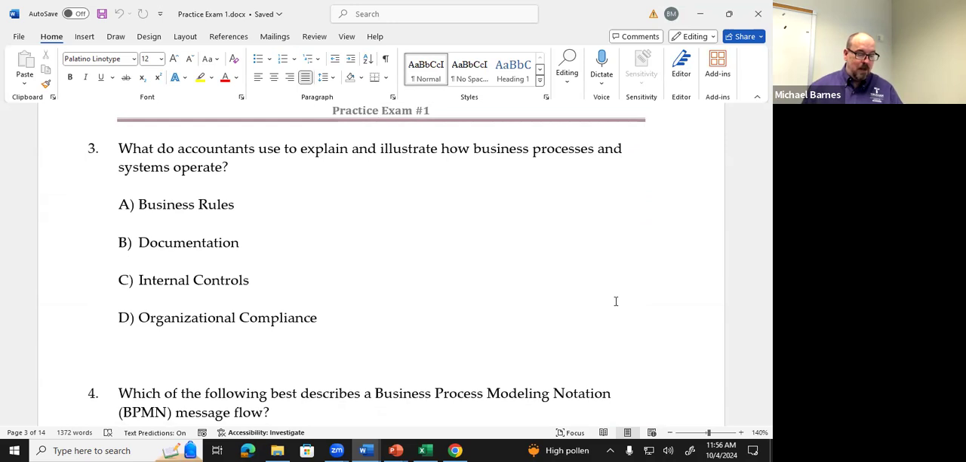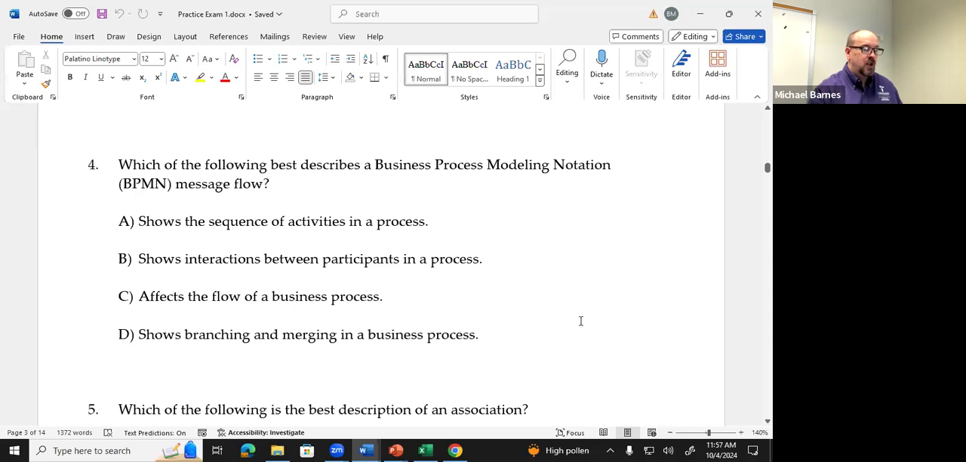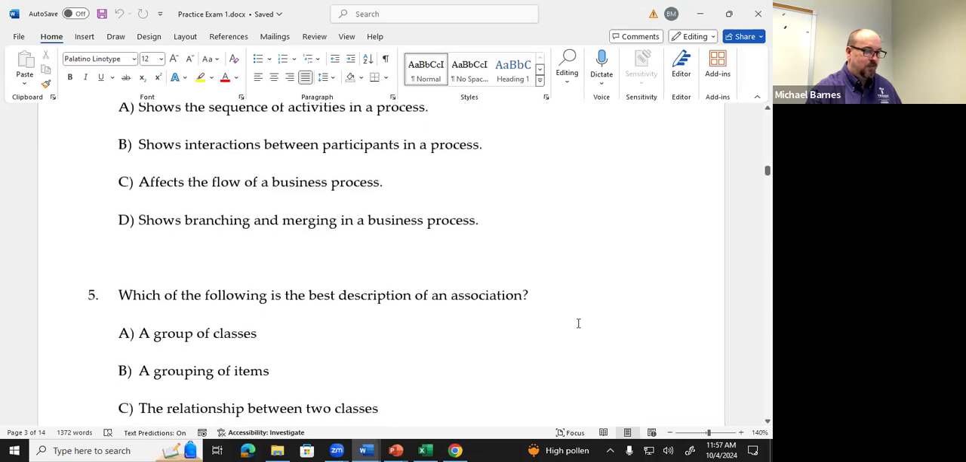Which of the following best describes a BPMN message flow? Okay, so the sequence of activities in a process? No, that's just basically an activity flow. I'm going to go to C, affect the flow of the business process. No, because that's still an activity flow. Show the branching and merging in a business process. That would still be an activity flow. We're talking about message flow. We're talking about different entities or different departments. Those are those arrows that move vertically as opposed to horizontally. Those would represent message flows because we're actually communicating information between departments or entities. So B is our answer.